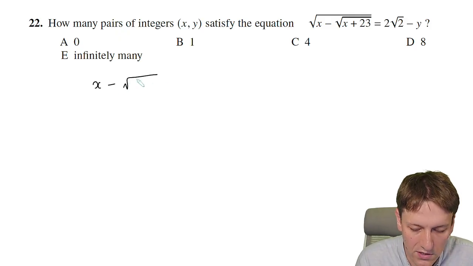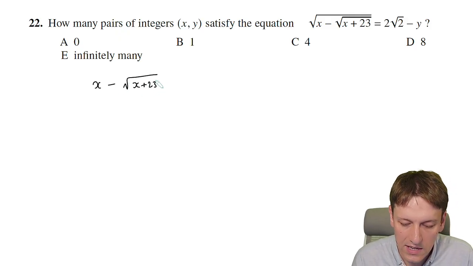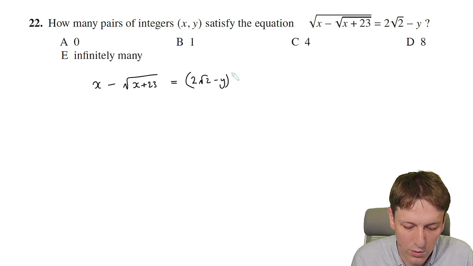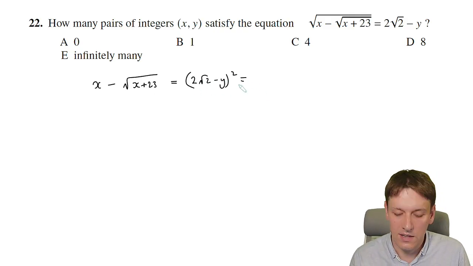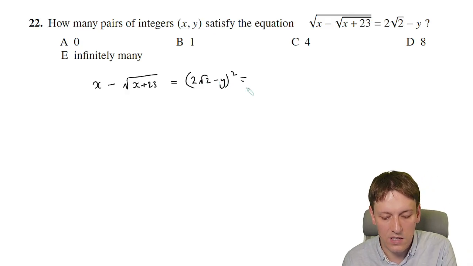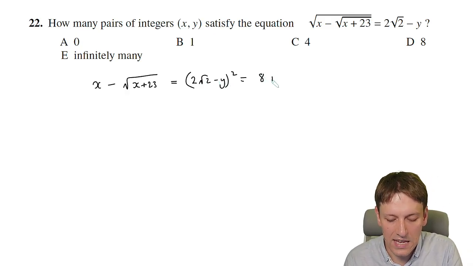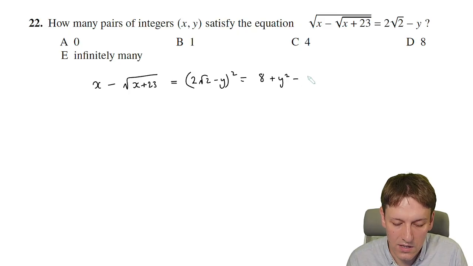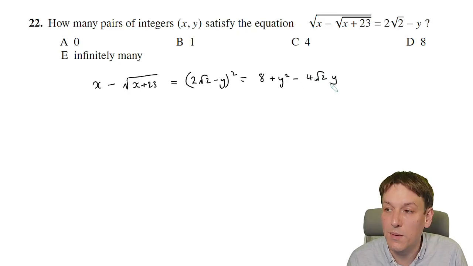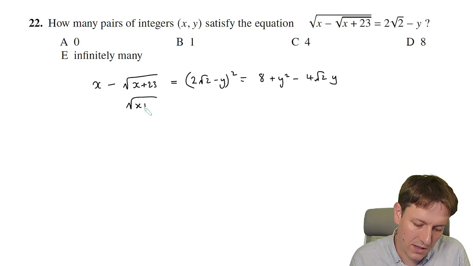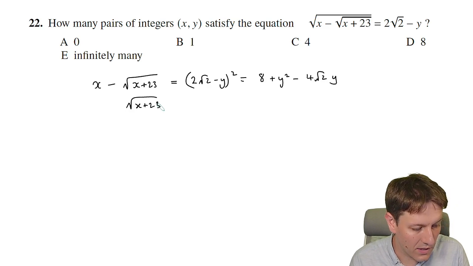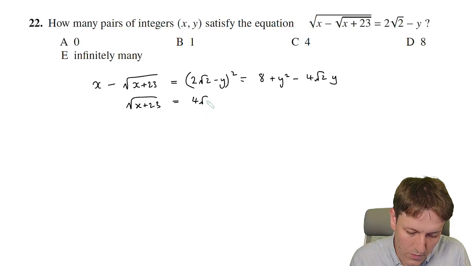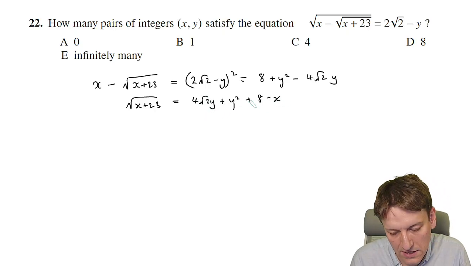But to begin with, let's just square both sides and get x minus the square root of x plus 23 is equal to 2 root 2 minus y all squared, and then just squaring this by multiplying out the brackets. 2 root 2 minus y times 2 root 2 minus y. 2 root 2 squared is 8, so I've got 8 plus y squared minus 4 root 2 times y. If I just rearrange things a little bit here, we would get the square root of x plus 23 is going to be 4 root 2 times y plus y squared plus 8 minus x.